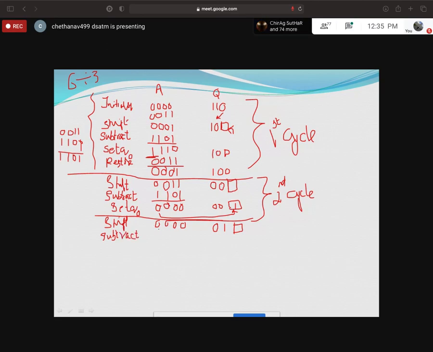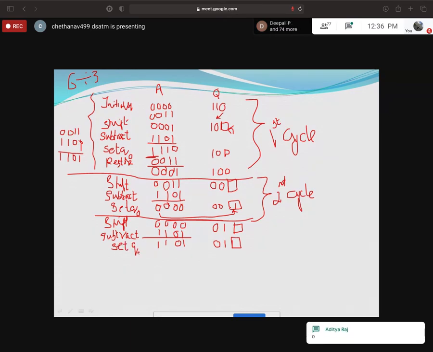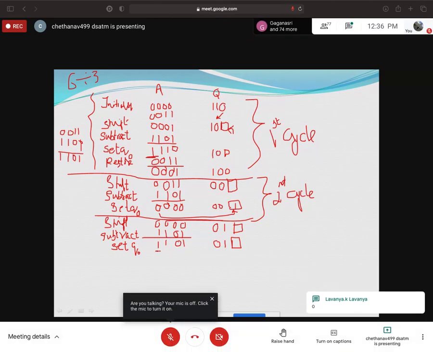So I'm subtracting 1, 1, 0, 1. That means your divisor you are going to subtract is minus 3, right? So I'm adding now 1, 0, 1, 1. Now you have to set Q naught. Q naught value will be 0. Why is that 0? Because the last bit will be 1. That is why I'm setting my Q naught value as 0, and I'm filling 0 here.